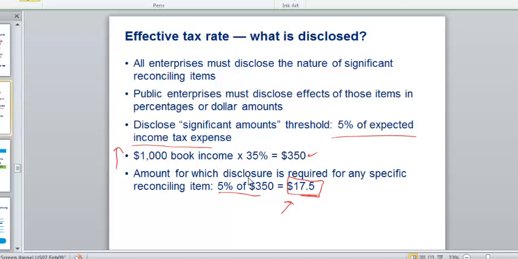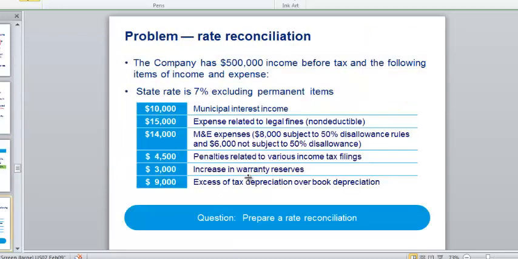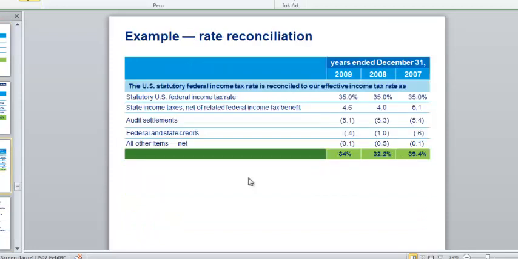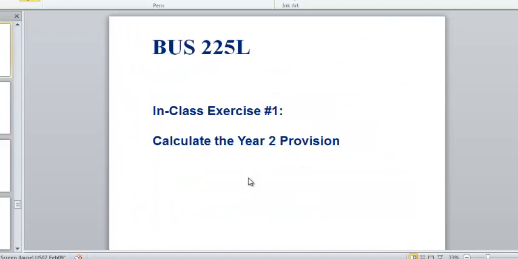Okay. All right, so that's effective tax rate. There's a super simple example. I'm going to skip right over it because it's super simple. Okay, now it's 8:20, so we're going to do the year 2 provision. This is the hardest part in the class so far. Are you ready for that?